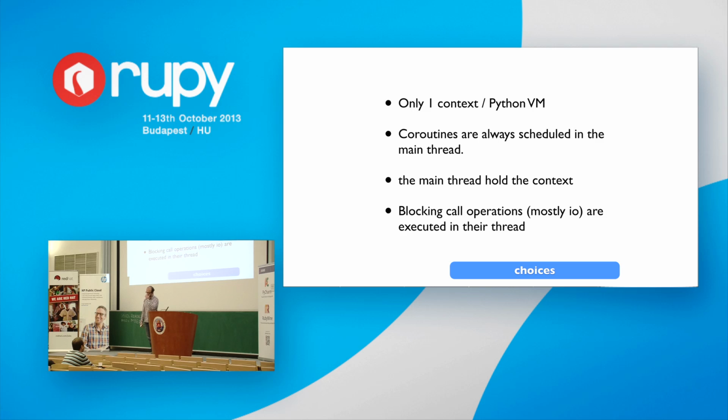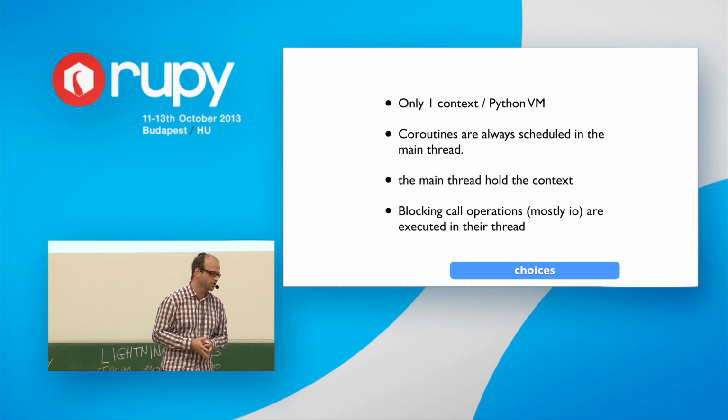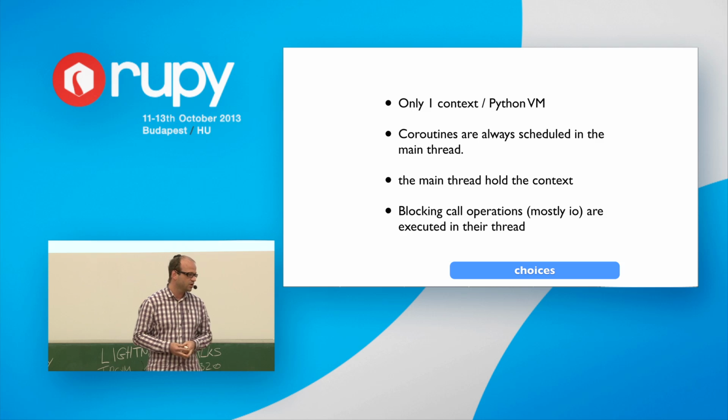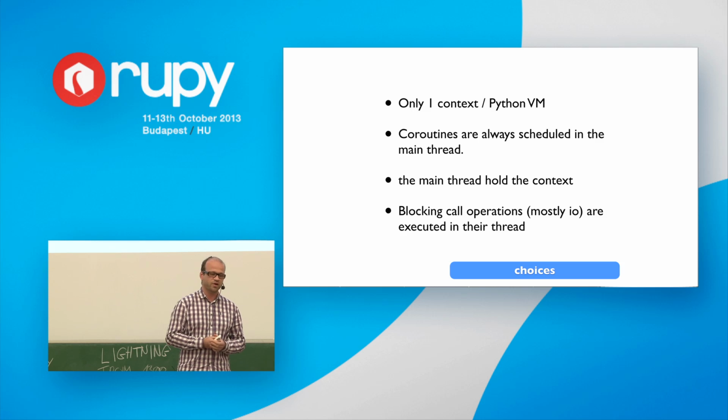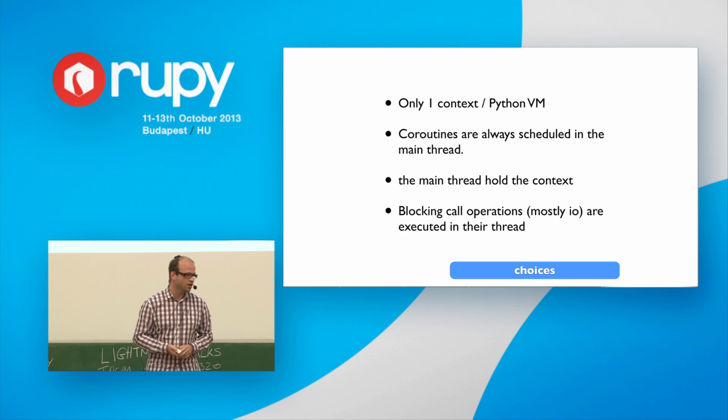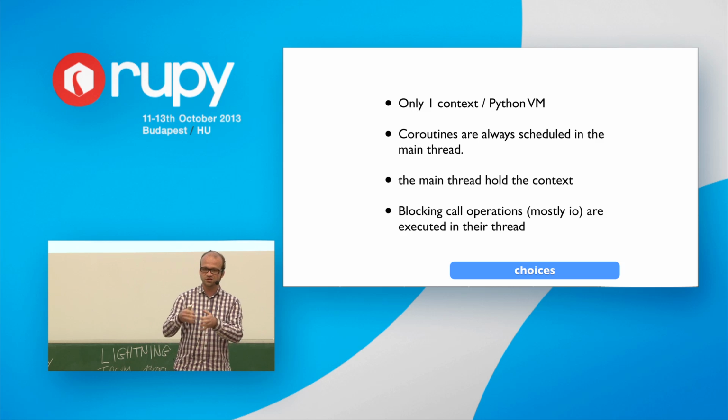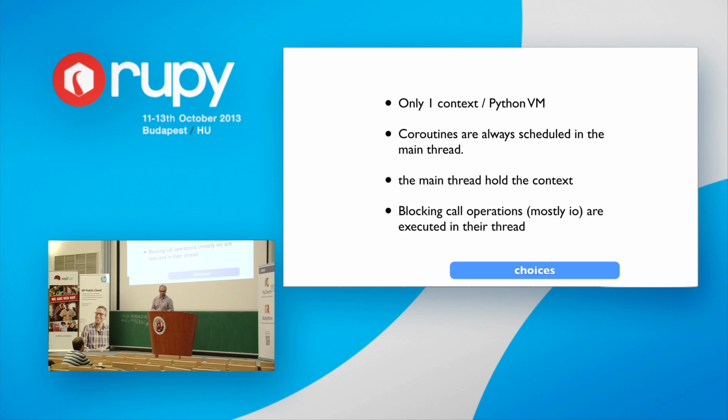So because of that, I made some design choices to create this Go concurrency model in Python. I will have only one context per Python VM. I can maybe have multiple Python VMs launched at the same time, but only one context per VM. The Go routines will be executed in the main thread. The context will be maintained in the main thread.